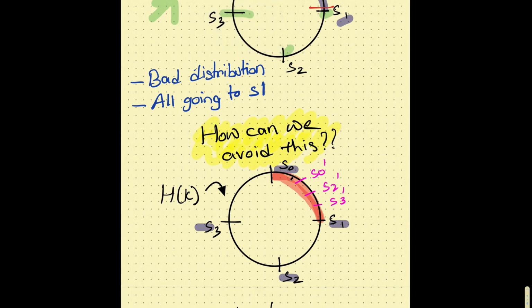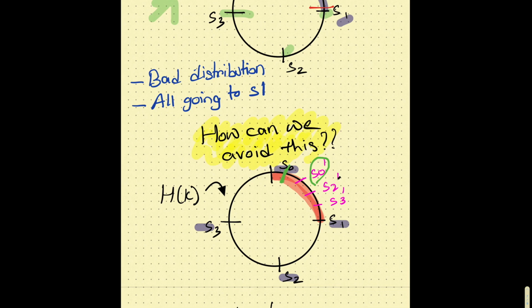So let's do it in green over here. Let's go clockwise, and the first server we hit is this S0 prime. Remember, this is not a real server. What this means is we're telling the system to act as if this is a real server and then route the request to that server. So if you hit S0 prime, you just cache the data in S0, because we're making a duplicate copy of S0 prime.